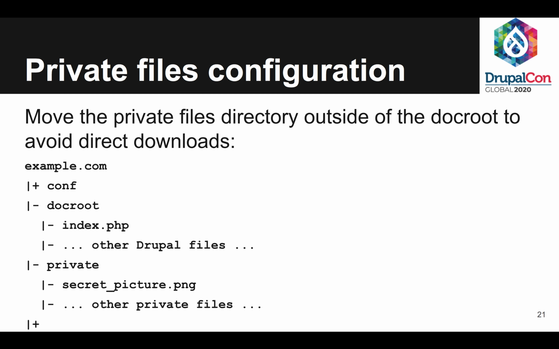This is something you need to basically fix at the server level if at all possible by moving the private files directory outside of your document root, which avoids any possibility of direct downloads. So you see here we have the document root that has index.php, and at the same level a separate directory for private files. That way the web server, if it's correctly configured, can never directly serve files from the private directory. Those can only be served through PHP, through Drupal, applying the correct access controls.